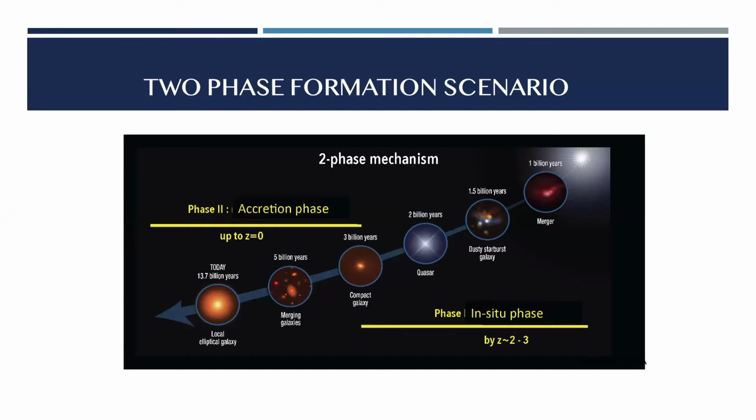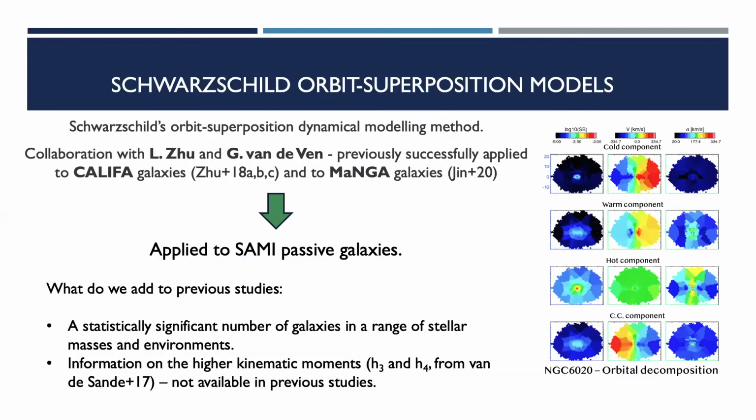So for this project in particular, I've been focusing on the stellar 2D kinematics, applying Schwarzschild orbit superposition models in order to reproduce the internal structure of galaxies and better understand their merger history. Schwarzschild orbit superposition models are a very powerful technique that allows kinematic substructures in galaxies to be revealed.